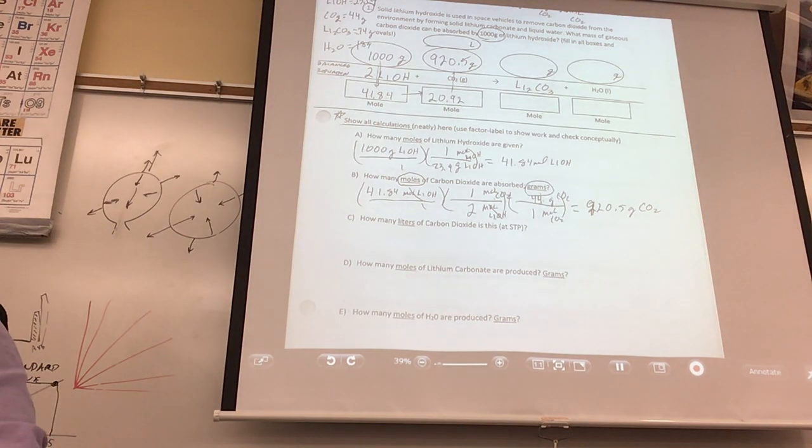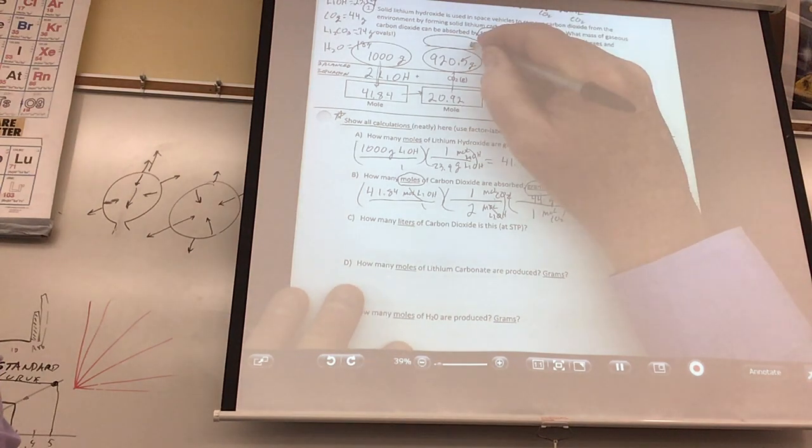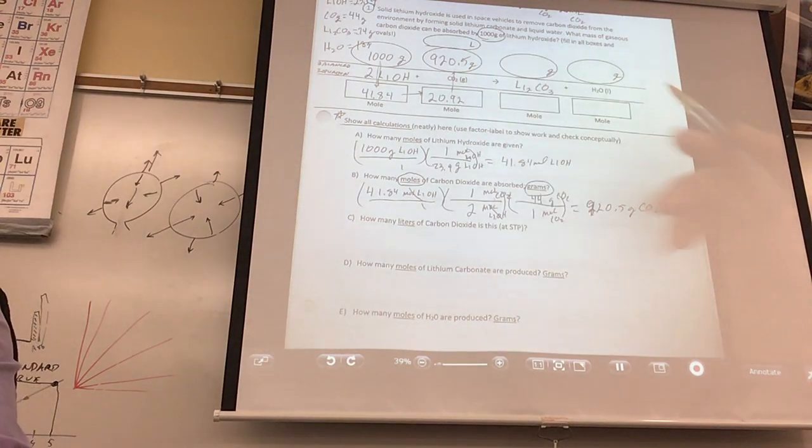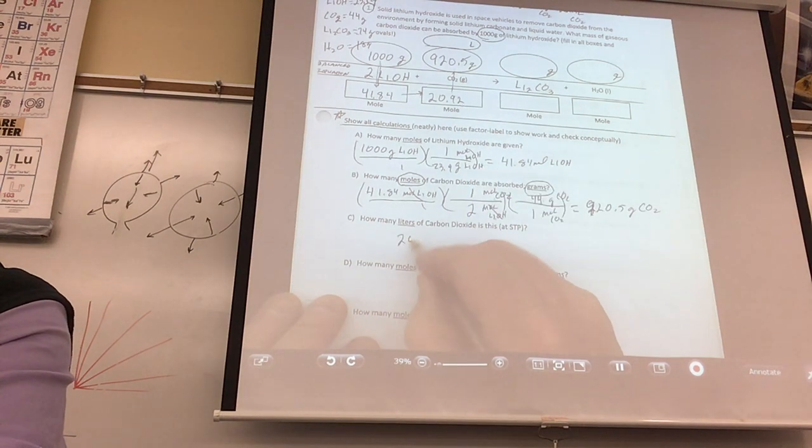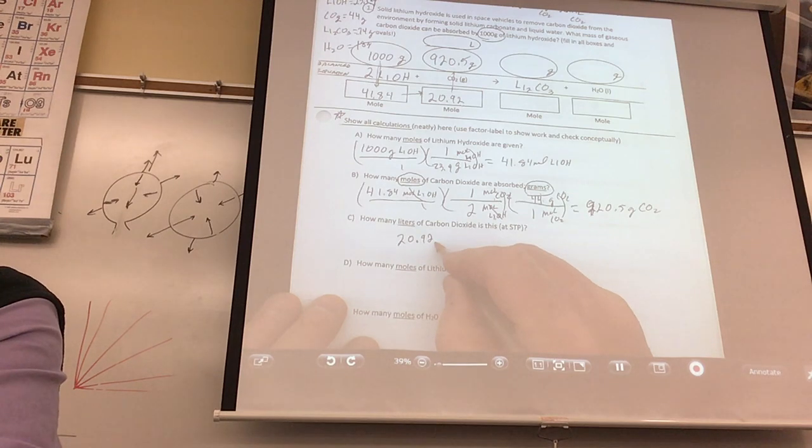All right, so we'll do a couple more, okay? Now this next one, it says how many liters of carbon dioxide. And so what I'm going to do is, I've already figured this one out, so I'm going to let that be my given. 20.92, say the words. What are the words here? What is that called? 20.92 what? Everybody. Moles of what?